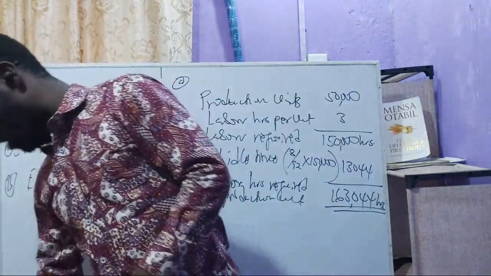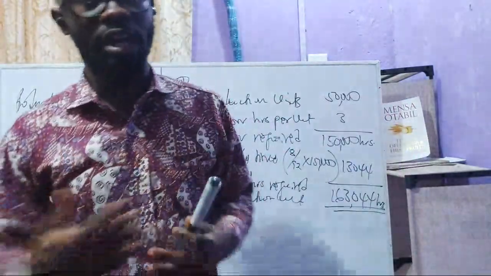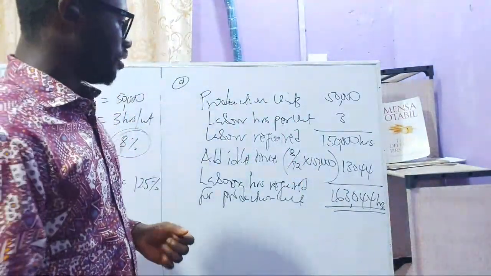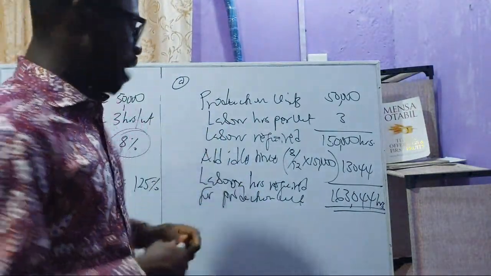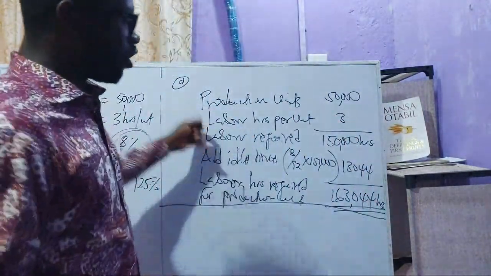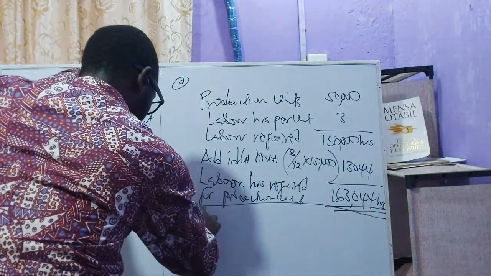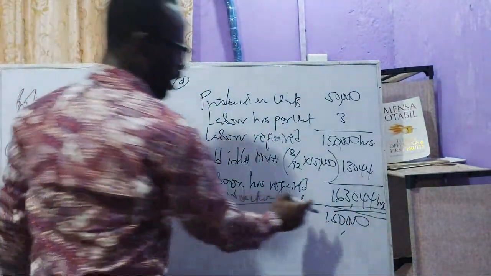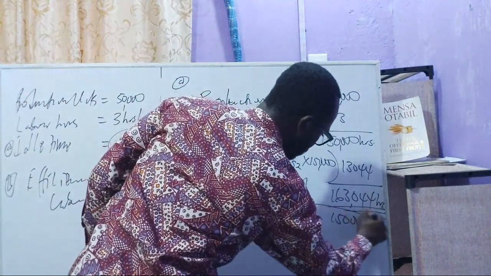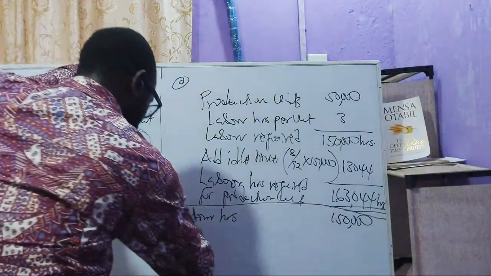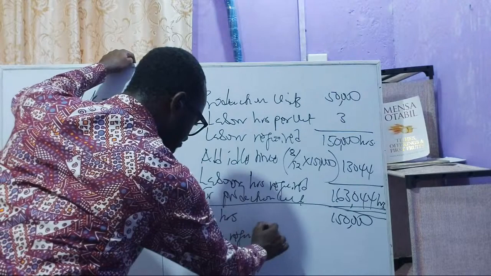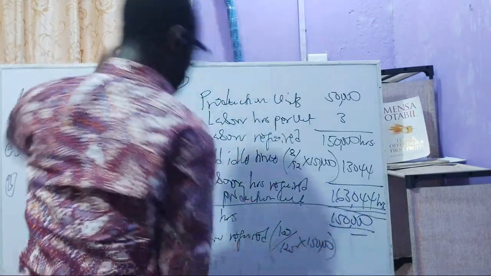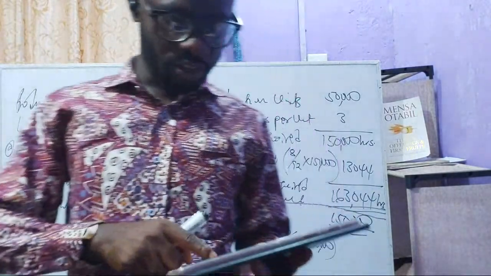The second scenario is if the labor efficiency is 125%. Now remember what I said: if labor is efficient, it means that the hours we require will be less than the hours that we should have spent. So how do we go about that? We're just going to work with the labor hours there. The labor hours we need are 150,000. But because labor is efficient, we will require fewer hours than that. So the labor hours required, taking into consideration efficiency, is going to be 100/125 × 150,000.